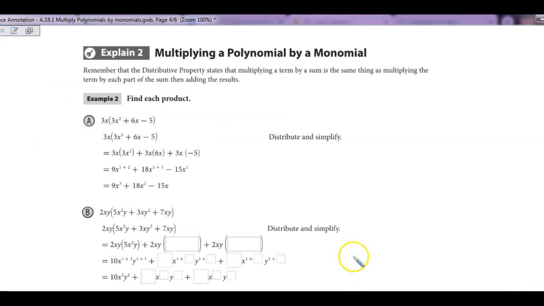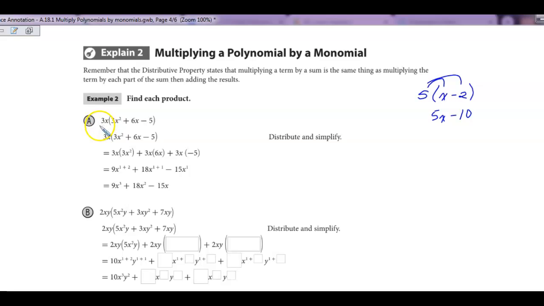When we're multiplying a polynomial by a monomial, we need to remember that the distributive property states that multiplying a term by a sum is the same thing as multiplying the term by each part of the sum. So remember, if I have 5 times x minus 2, I have 5 times x, which is 5x, and 5 times negative 2, which is negative 10. Same principle, we're going to distribute the 5.